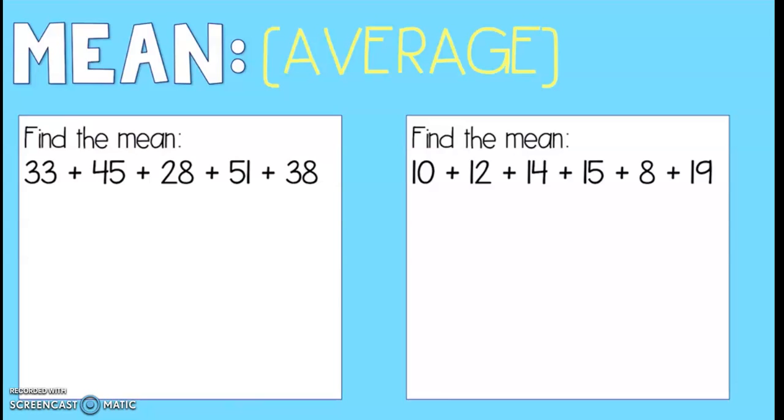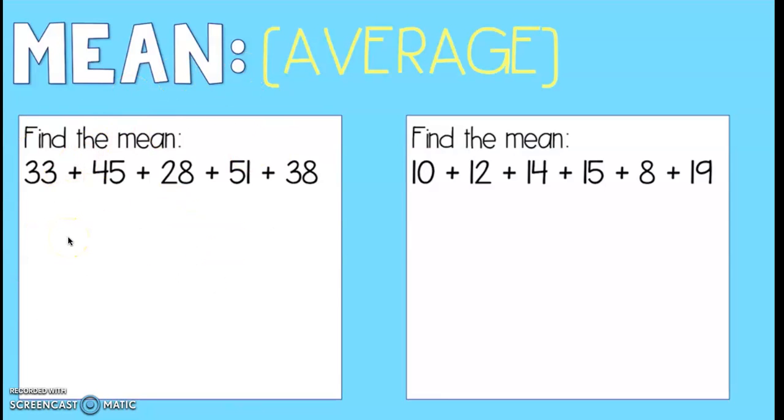The mean is the average of a data set. So when we're talking about mean, we're talking about that central number that represents the entire data set. To find our mean, we're going to add them all up and divide by how many there are. So let's take a look at our number one right here.